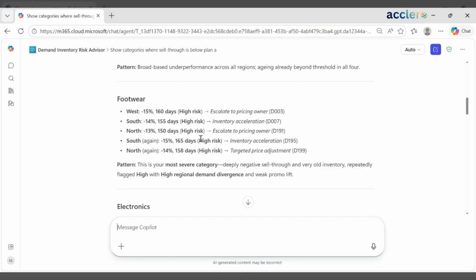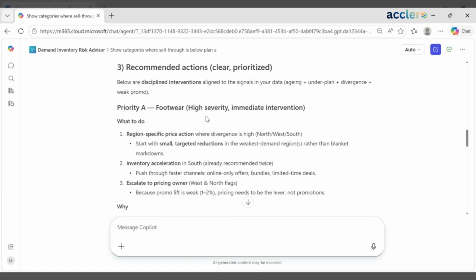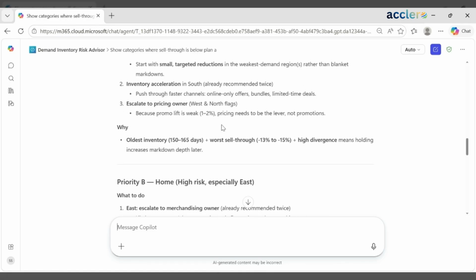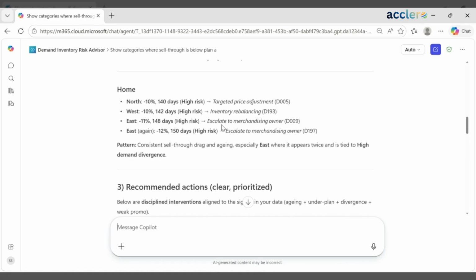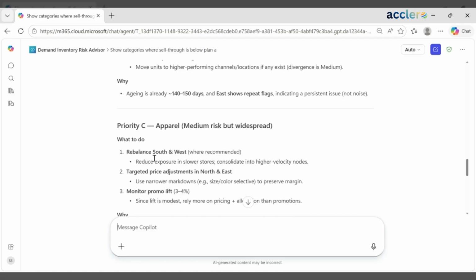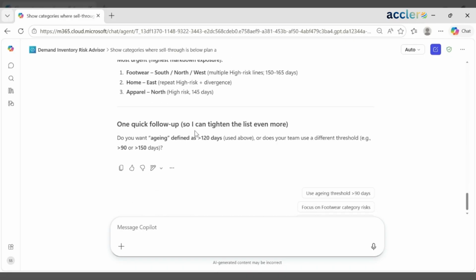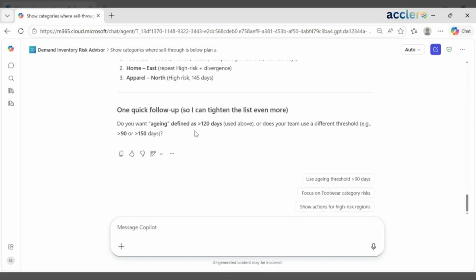So instead of waiting for the large clearance markdown, the agent will recommend the early actions. For footwear, it recommends high severity immediate interventions. Then for the home it shows other recommended actions, as it is high risk. Then for the apparel it shows something as well. This will help to preserve the margin by acting before the markdown pressure becomes unavoidable.